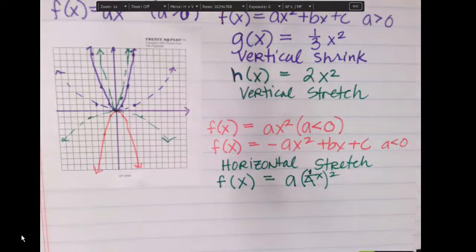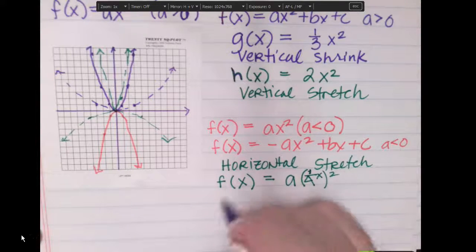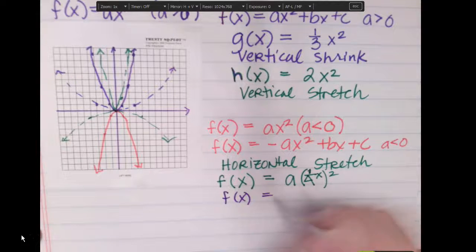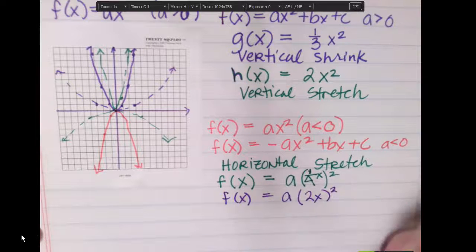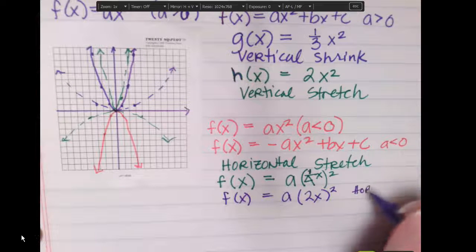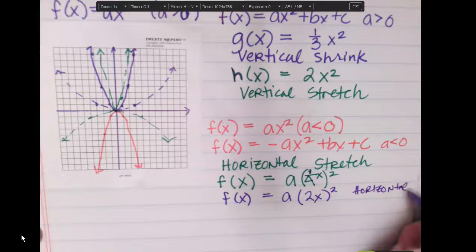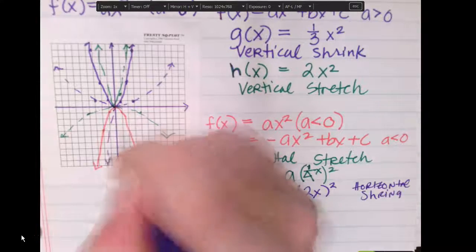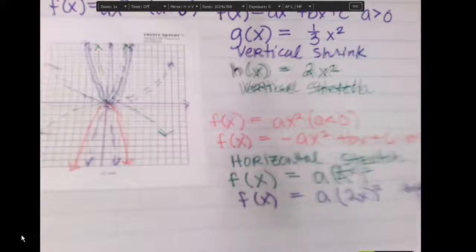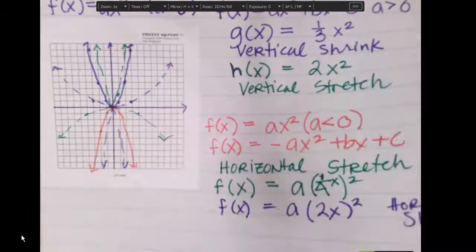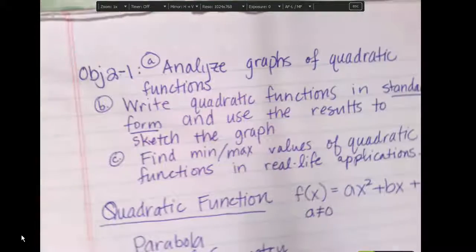Then a horizontal shrink. A times 2x, we'll say, squared. That'll be a horizontal shrink. And that would just make a narrower parabola. Okay, so what else do I need to tell you about? So let's just talk about the transformations of this function. So next page.